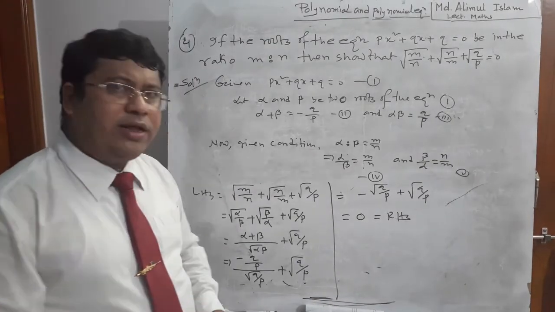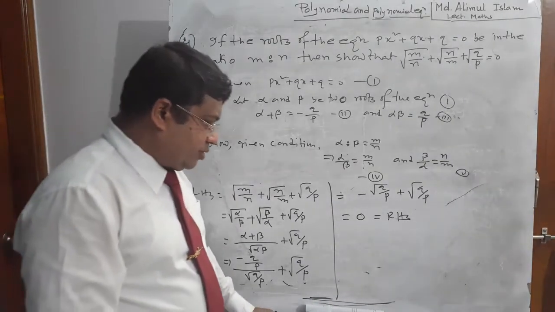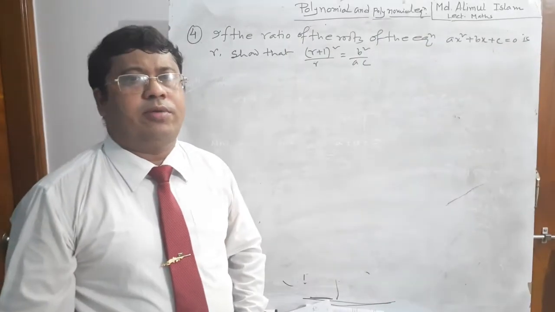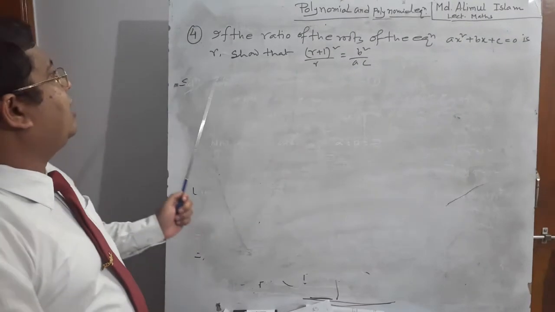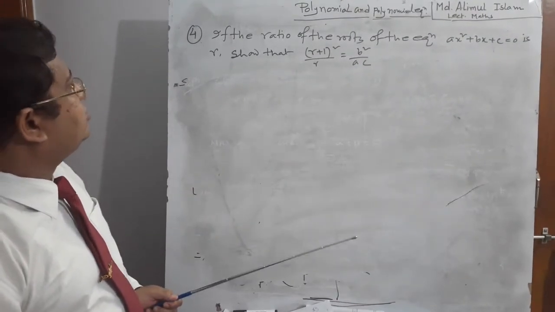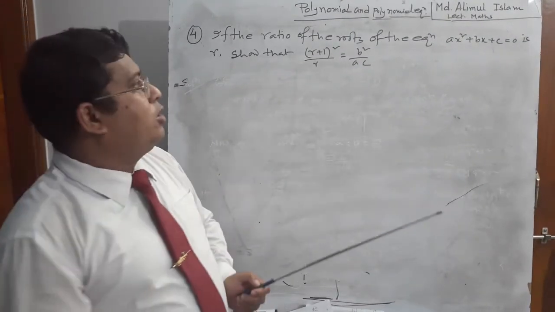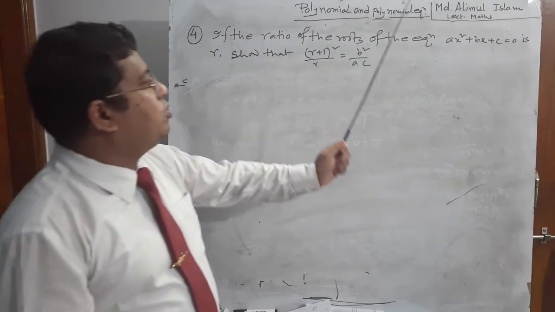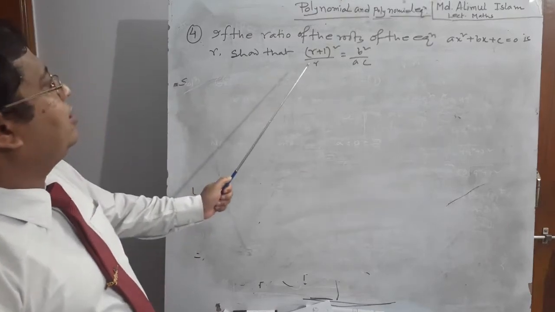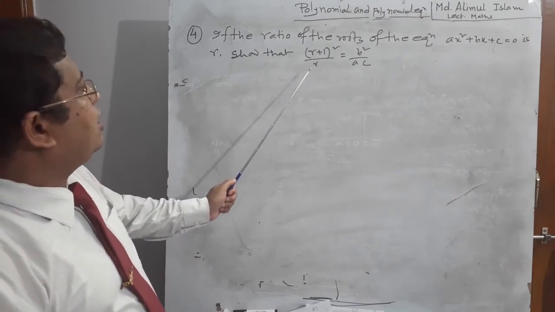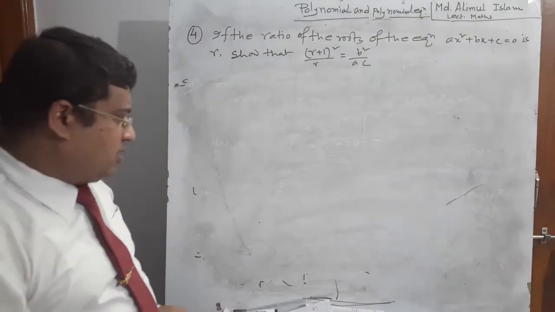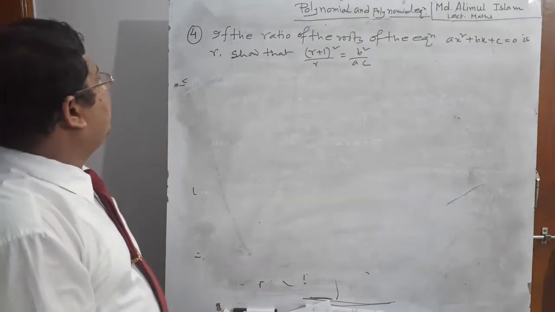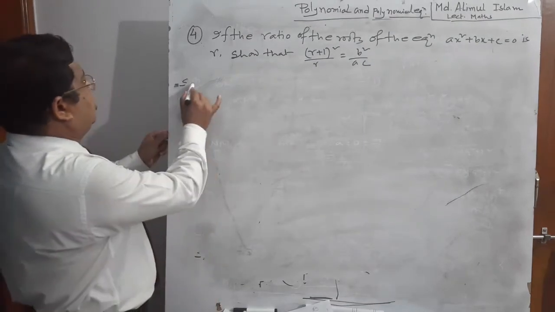Again, I am doing another maths. Again, my students, you follow the board. I have given another question, very simple maths for you. You can easily understand. If the ratio of the roots of the equation is r, show that r plus 1 whole square over r is equal to b square by ac. It's very simple maths. I hope that you clearly understand. Now I am doing this maths. Solution.